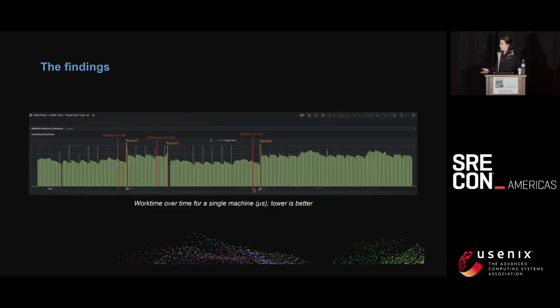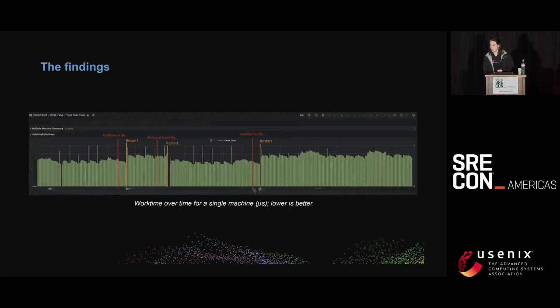A bit of background here. This is the work time of a machine over time. And work time is the time it takes us to process one unit of data, like that market message graph that you saw earlier. Each of those is a tick, and this is the time it takes to process those.